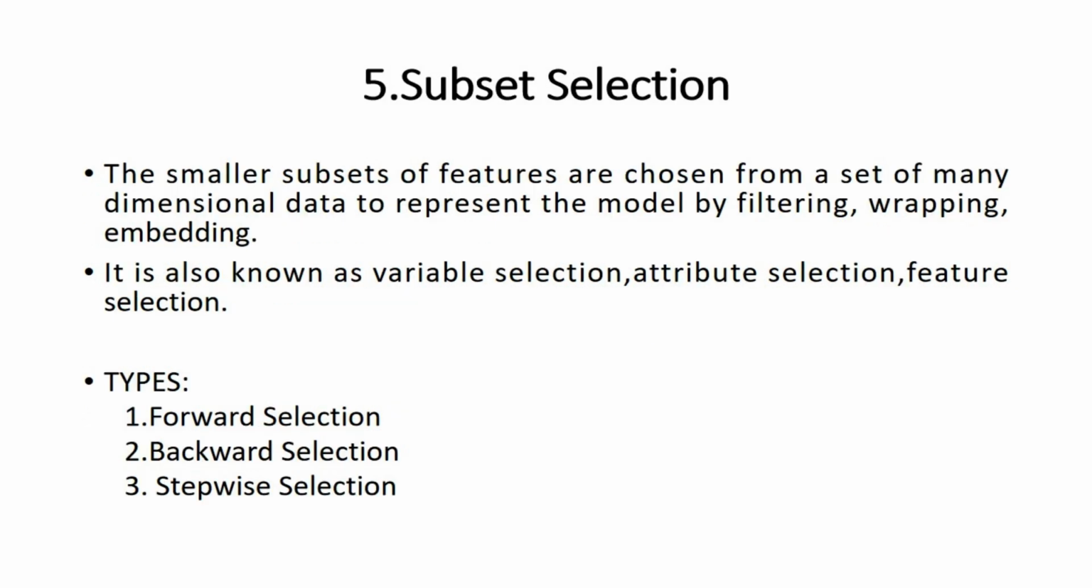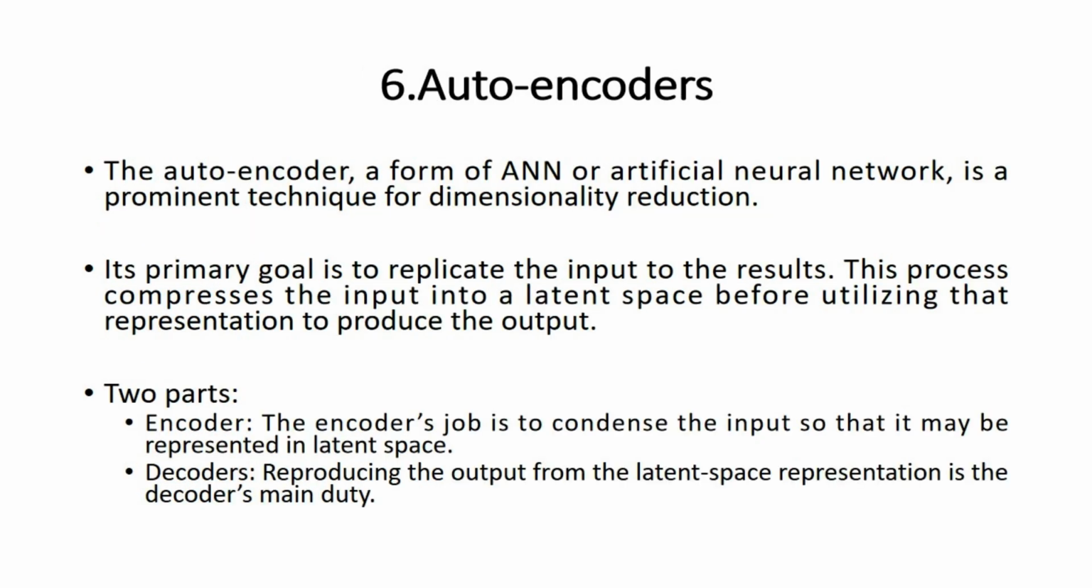In subset selection, smaller subsets of features are chosen from a set of many dimensional data to represent the model by filtering, wrapping, embedding. It is also known as variable selection, attribute selection, feature selection. The autoencoder, a form of artificial neural network, is a prominent technique for dimensionality reduction. Its primary goal is to replicate the input to the results. This process compresses the input into a latent space before utilizing that representation to produce the output.